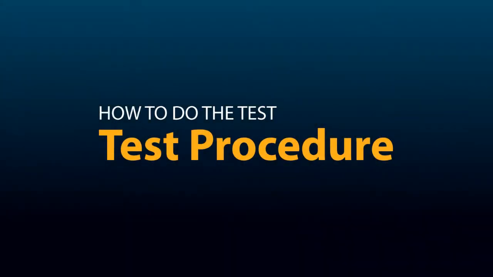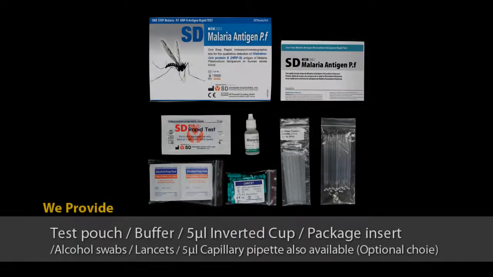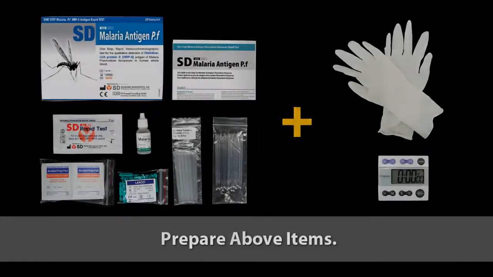BIOLINE malaria rapid test is easy to use. The materials included in the kit are test pouch, buffer, inverted cup, and package insert. Alcohol swabs and lancets are optional materials. Capillary pipette is also available when required. These materials should be prepared before starting the test.